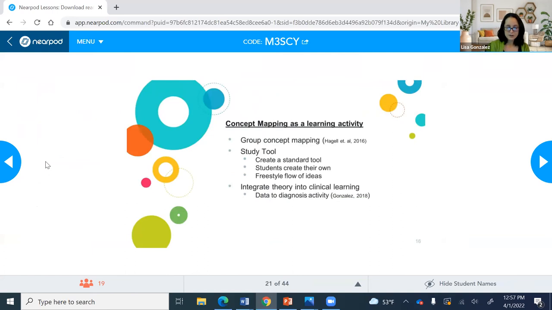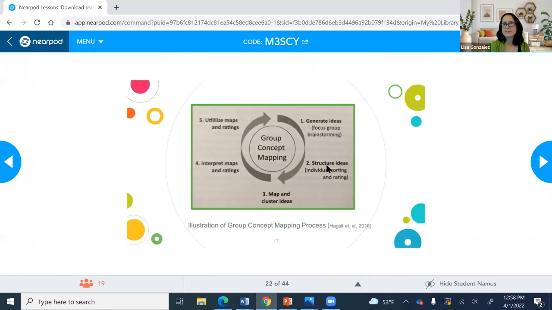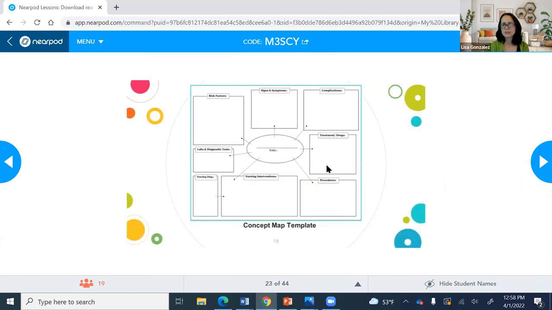Concept mapping is also a great study tool. A lot of my students like to use concept mapping to create their own study tools. Sometimes they don't look exactly like what a traditional concept map looks like, but they've got the basic format. So you can give them a template. I think I included this template as part of the resources, but this is actually a student created concept map template that said, yes, please use this. I'd love to share this.